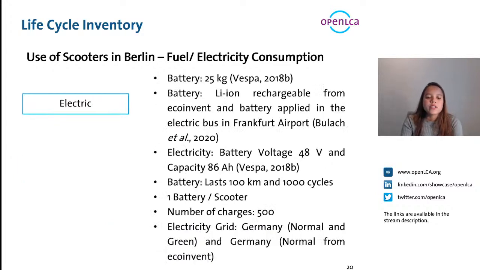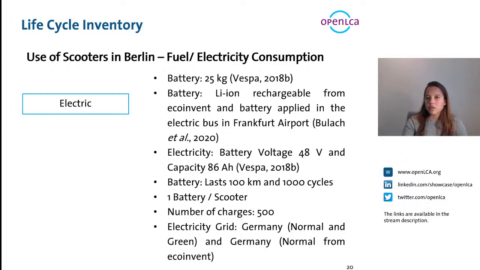Okay, regarding the electric scooter, now it is a bit more complicated because we need to consider that we have a battery, and the weight of the battery you can take from the supplier. But then we also need to consider the production of the battery, and then you have two possibilities. Either you use the flow from Ecoinvent, and then you already take into consideration the process considered there, or you can model by yourself how the battery is produced. And I did both, because I considered the flow from Ecoinvent and also the battery applied in an electric bus in Frankfurt Airport according to one reference.